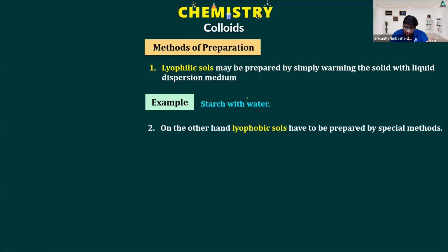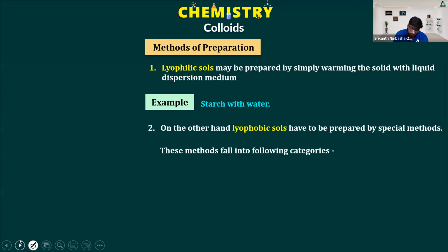For example, you can take starch in water. For a lyophilic sol, you can add starch directly to water and you will generate a lyophilic sol. On the other hand, lyophobic sols have to be prepared by special methods. Why? Because there is no affinity between the dispersed phase and the dispersion medium. These methods fall into the following categories.